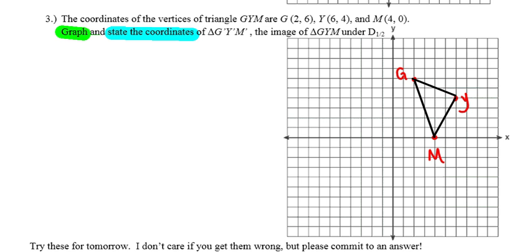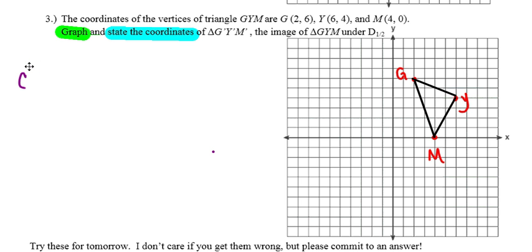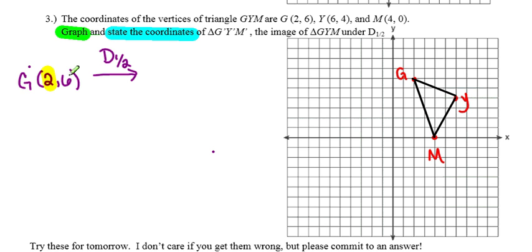And I want to go now and I want to dilate each of these coordinates using a scale factor of 1/2. So if I'm starting with point G, whose coordinates were (2, 6), and dilating it by a scale factor of 1/2, again, what that means is that I'm going to take my x coordinate and take my y coordinate and multiply each of them by 1/2. And in doing so, I realize that the image of G, or G prime, is going to have coordinates (1, 3).